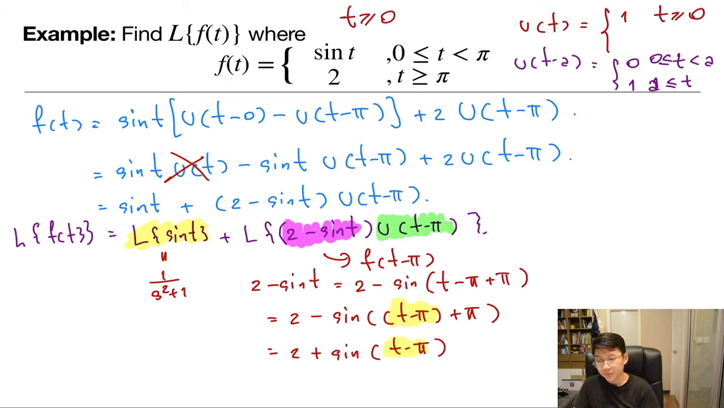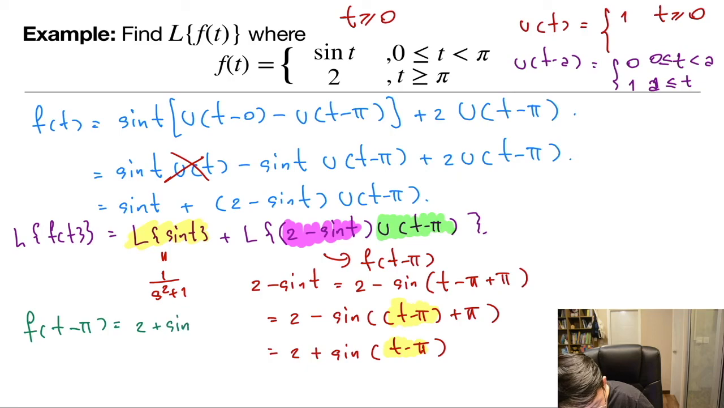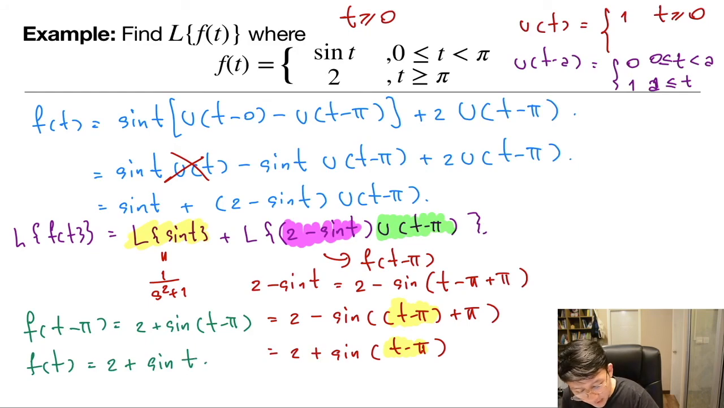The thing in yellow is a. So we have that f(t - pi) is 2 plus sine (t - pi), so f(t) would be 2 plus sine t. We substitute t minus pi with t.